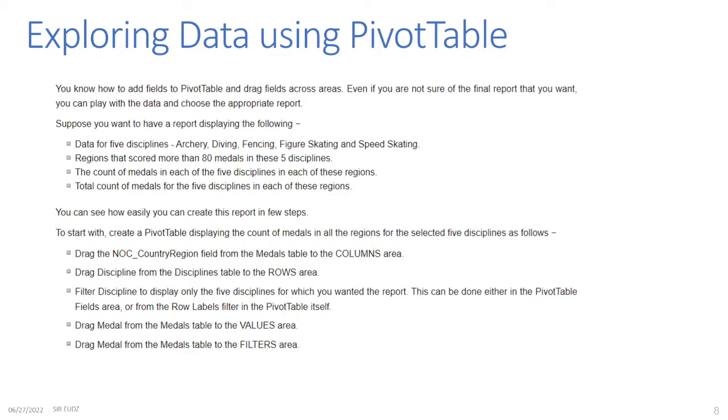as follows. Drag the NOC_CountryRegion field from the Medals table to the Columns area. Then drag the Discipline from the Disciplines table to the Rows area. Then filter Discipline to display only the 5 disciplines for which you wanted the report. This can be done either in the PivotTable Fields area or from the Row Labels filter in the PivotTable itself. Drag Medal from the Medals table to the Values area. Drag Medal from the Medals table to the Filters area.